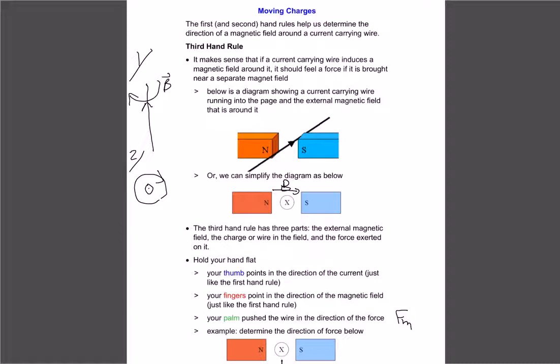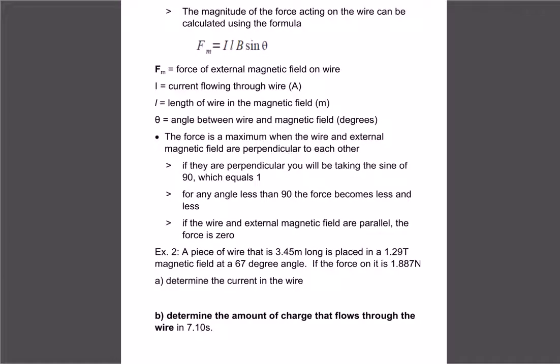Or I'll show you in class using your three fingers. So you'd use your thumb to show the direction of current, your pointer finger would measure B, the direction of the magnetic field, and then your F finger is your middle finger, and it makes sure all three of them are perpendicular to each other, and that'll be a good way to figure out the direction of the force.